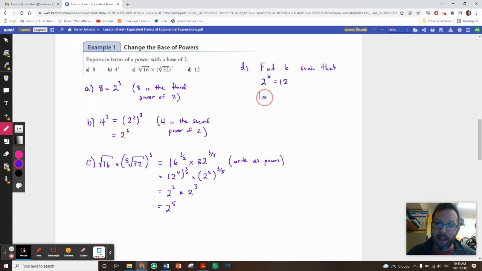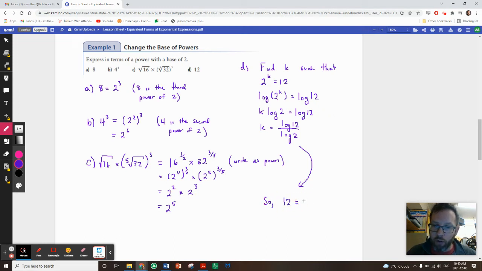We're going to get k by taking the log of each side. Common logarithm, base 10, is fine. And recall, we have this power law for logarithms, where the log of this power is equivalent to k times the log of 2. And now we can solve for k. k is equal to log 12 divided by log 2. And we've got it. I'm going to continue down here so we can finish off the problem.